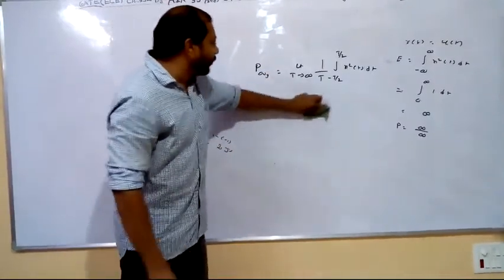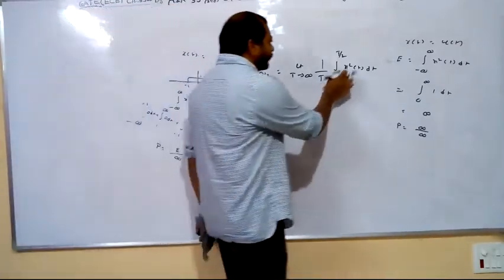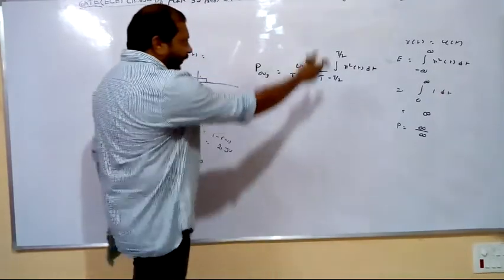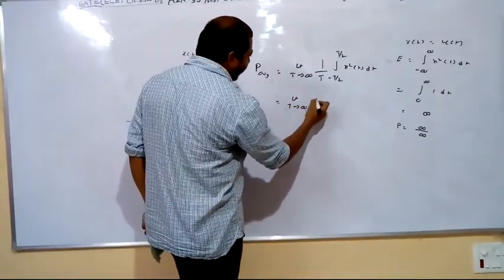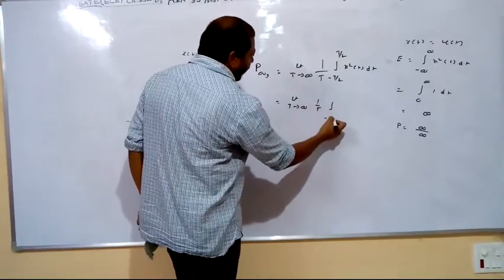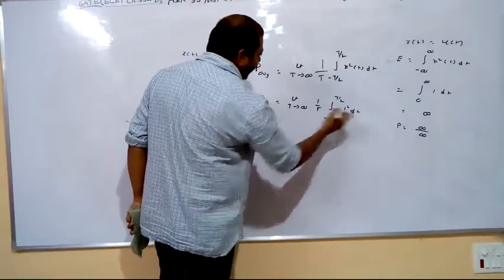In that situation, the corresponding power formula is simply limit T tending to infinity of 1 by T integration from minus T by 2 to T by 2 of x square of t dt. Now we are going to calculate this one. This is equal to limit T tending to infinity 1 by T integration from minus T by 2 to T by 2 of x square of t, which is nothing but 1 square dt.